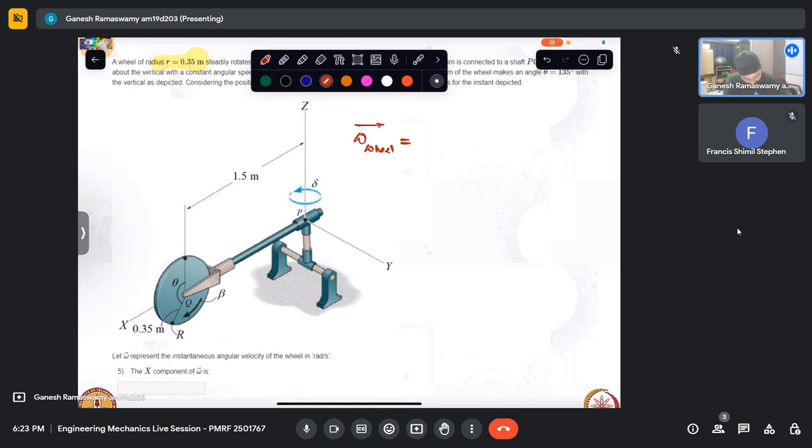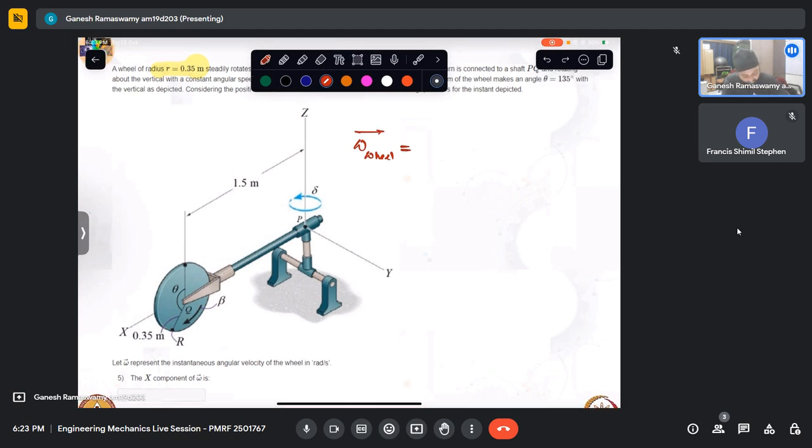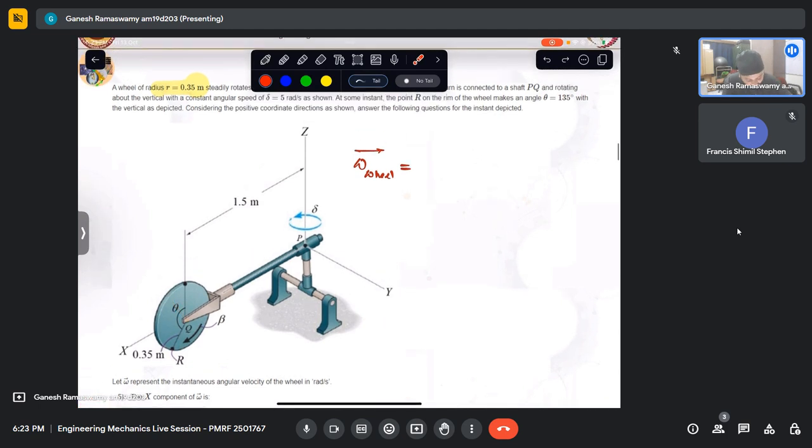We know that it is rotating like that about point Q, which is along minus y. So can we see that if this is the rotation, then if I curl my fingers like this, my thumb points in this direction, which is nothing but minus j cap, and it rotates with beta. So it is nothing but minus beta j cap.